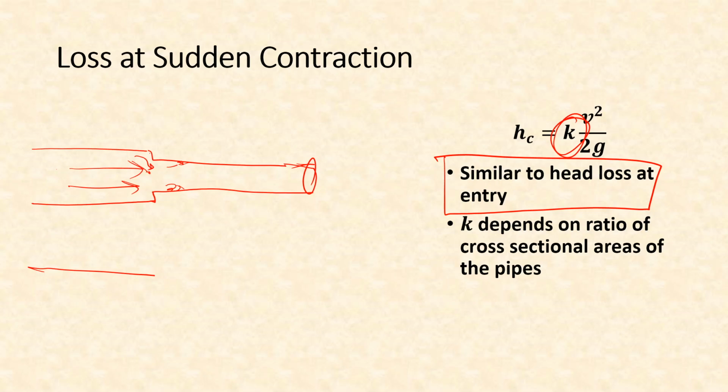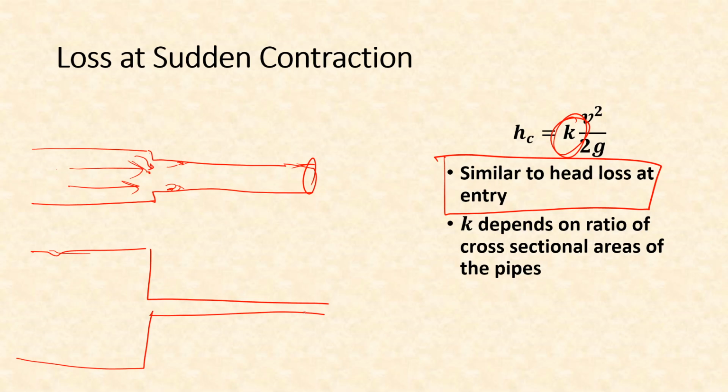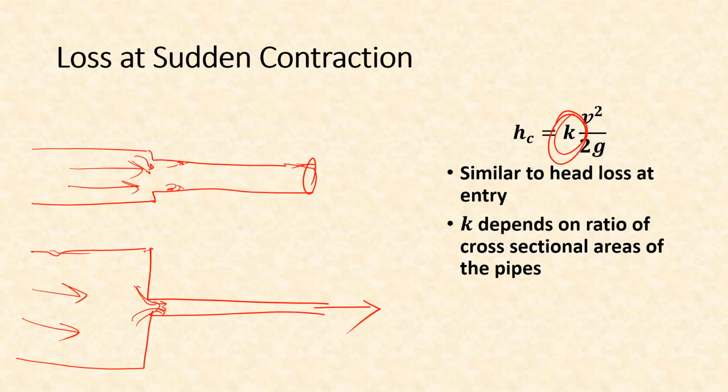If you consider a transition where a very large pipe is changing into a very small pipe, in that case velocity in the large pipe is very small compared to the velocity in the smaller pipe, and therefore its velocity can be almost ignored, and it will be a very similar case to that of loss at entry from a reservoir. But anyway, the K value will depend on the shape of this transition.